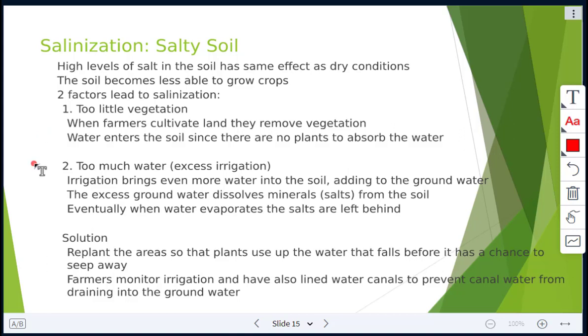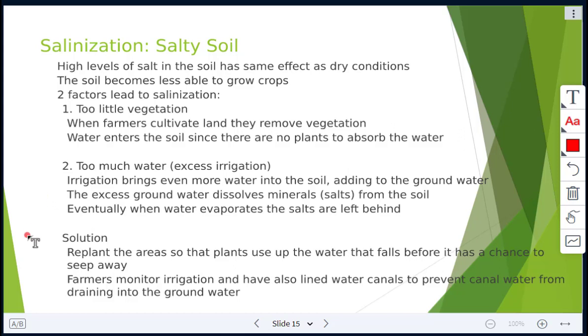Another factor that can lead to salinization is there's too much water. For example, excess irrigation. Those systems of sprinklers and so on that farmers use to water their crops. What that irrigation does is bring even more water into the soil, and it's adding to the groundwater. The excess groundwater will dissolve the minerals like the salt from the soil. And eventually, when water evaporates, the salts are left behind and we're left with salty soil.